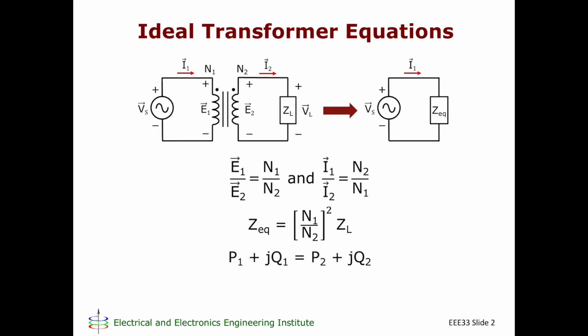Lastly, we learned that P1 plus jQ1 is equal to P2 plus jQ2. The power and the reactive power delivered by the source to the primary is the power and reactive power that will be delivered by the secondary to the load. In other words, whatever power it receives, it will pass on. The transformer itself does not consume any power or reactive power.